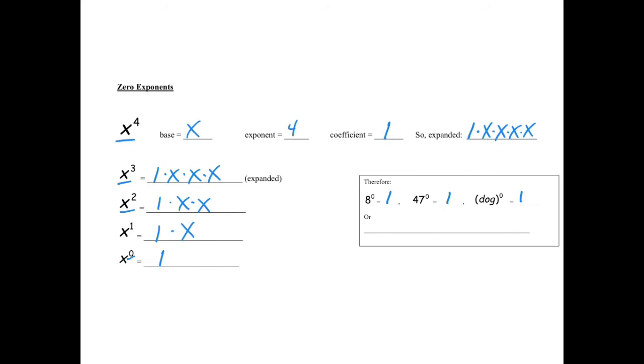Which basically means that, think about it, anything to the 0 power is 1. Anything to the 0 power is 1. So whatever that 0 exponent is attached to simplifies to simply 1.